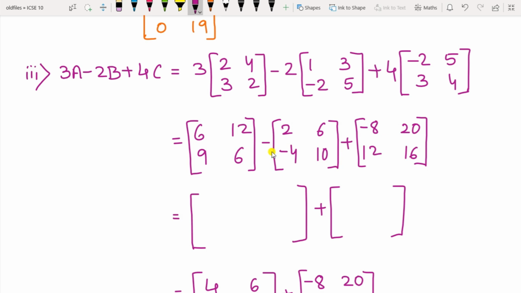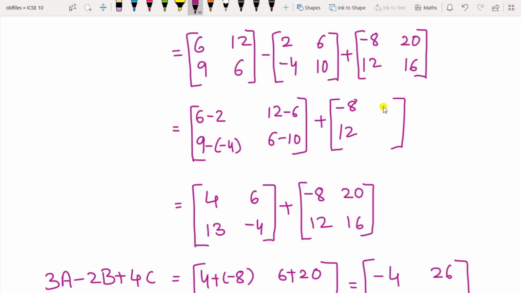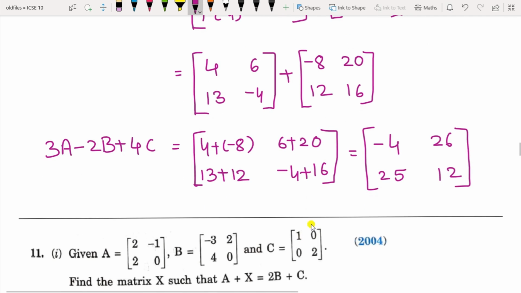Now first do the calculation of these two brackets, and it is subtraction in between. So it will be 6 minus 2, 12 minus 6, 9 minus of minus 4 and 6 minus 10, and the C bracket as it is, 20 and 16. So on doing the calculation you get this result, and this is the addition. So then do the addition here. So this is the required result.